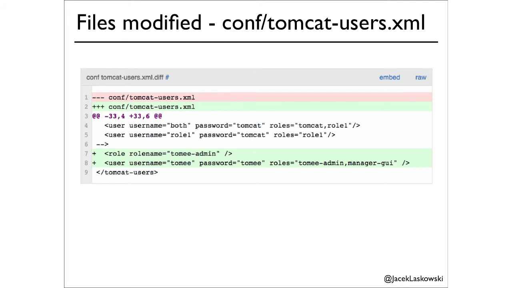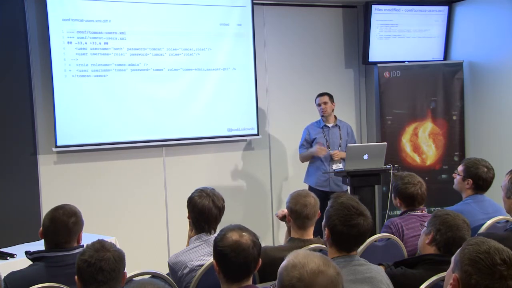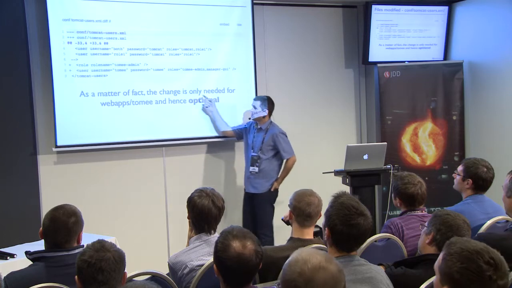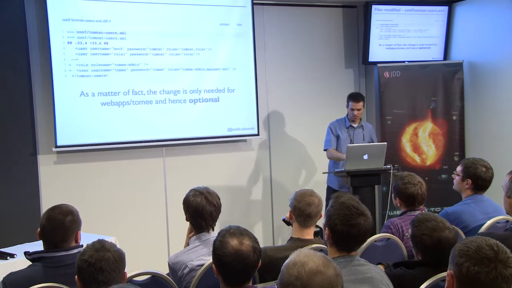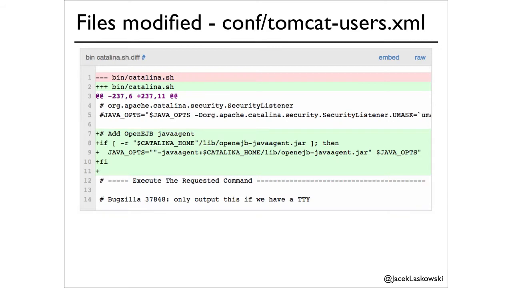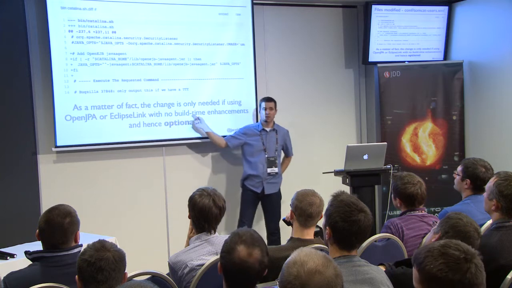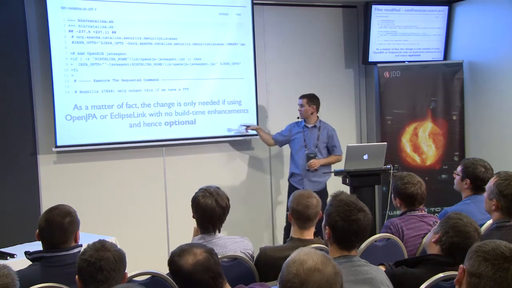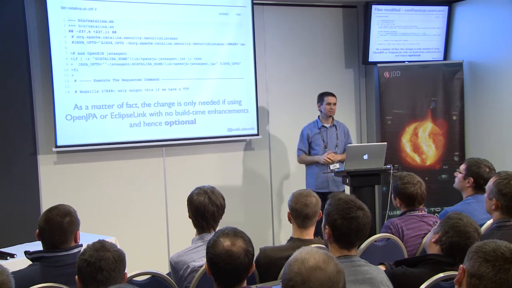We also modified the tomcat-users.xml file with some additional roles and users. But as you might imagine, it's not necessary. It's only necessary if you want to play with the TomEE webapp, which is a kind of management web application. It's not necessary to have it, so you can exclude it if you want to be as pure as possible, or as close to Tomcat as possible. There is also a Java agent added to the startup script of Tomcat to make possible the OpenJPA and EclipseLink runtime enhancements. So if you don't use build time enhancements, you will have to use this Java agent. Otherwise, it's not needed. It's optional again. Okay.